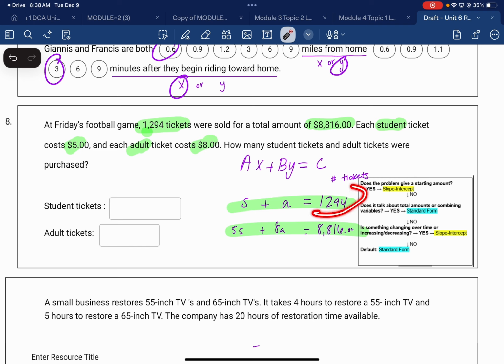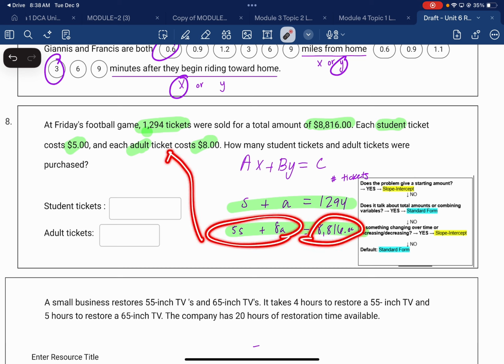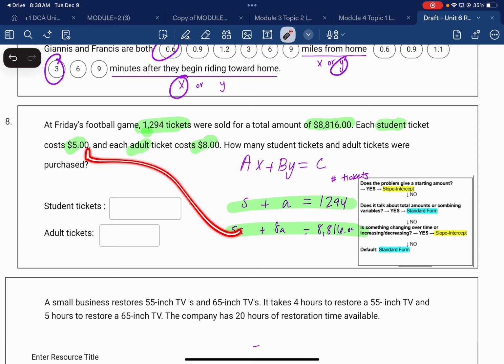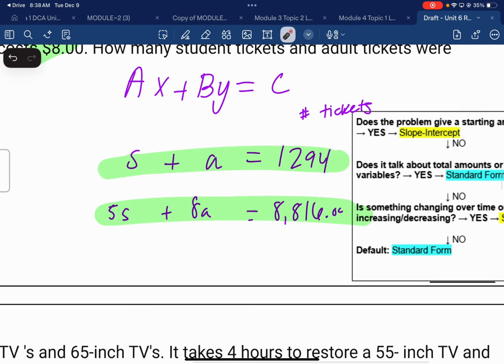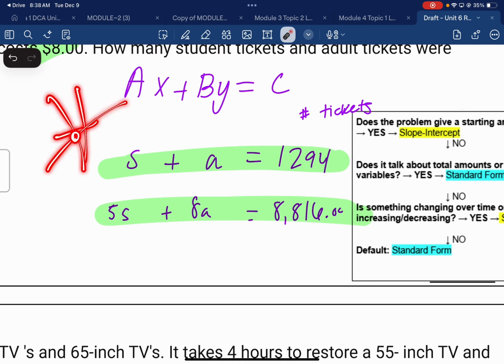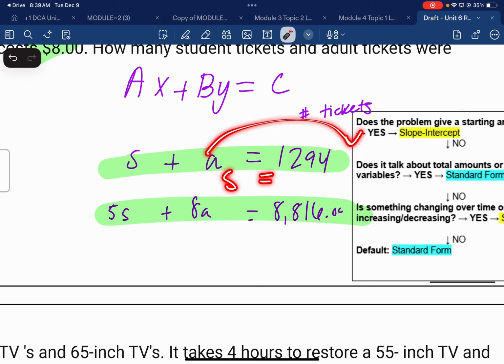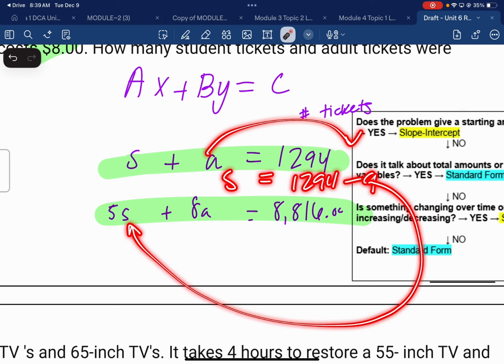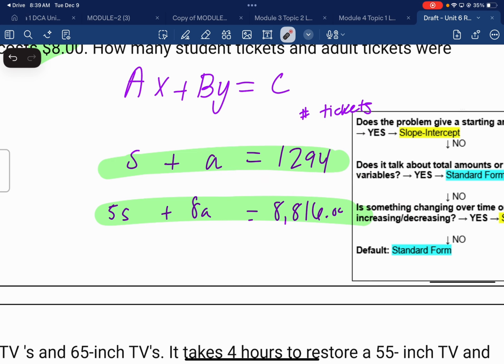All right, so if we're talking about tickets, we need to have tickets on this side. No money, just tickets. So S and A, that's student and adults. Now, if we're talking about money here, we need to be introducing money here. And we know each adult ticket costs $8 and each student ticket costs $5. Now, three ways you can solve this. You can graph it to figure out where these two lines cross, right? And then that's your solution. Or you can substitute, get one of these letters by themselves. So like S equals 1294 minus A. And then you would plug this part right here, right? You would substitute, and then you can solve it that way. Or you can use elimination, which I'm going to use because it's probably the fastest right now.